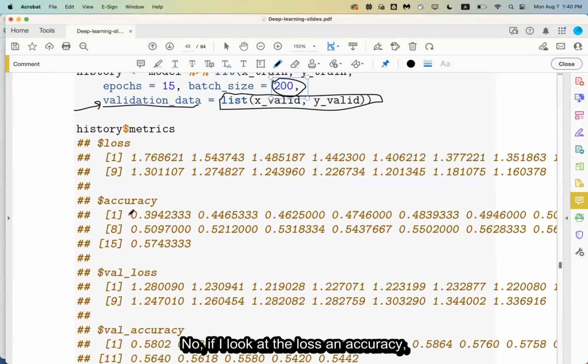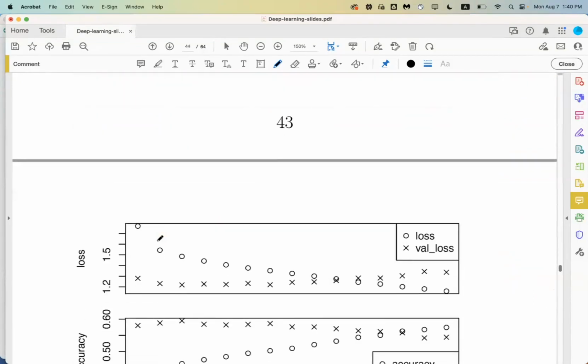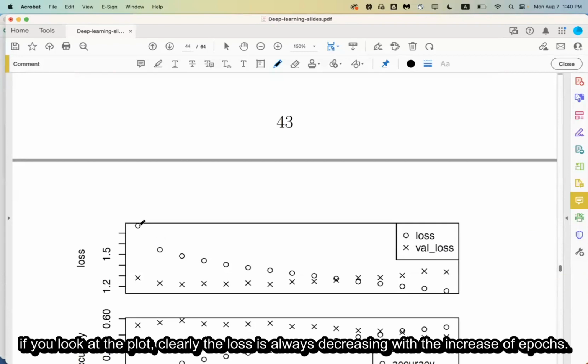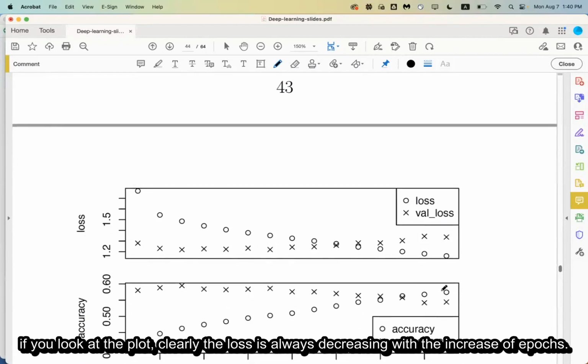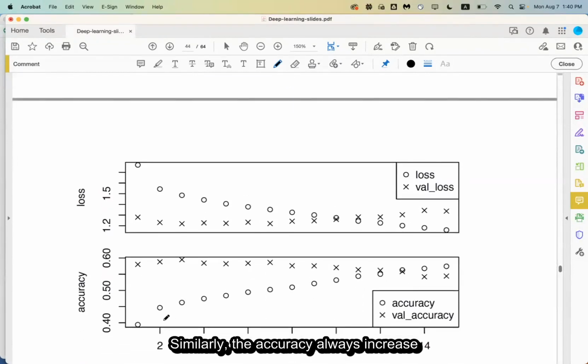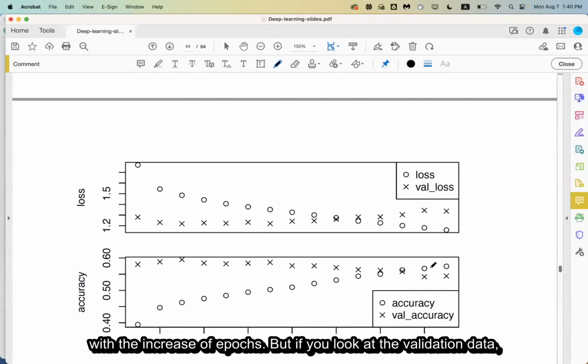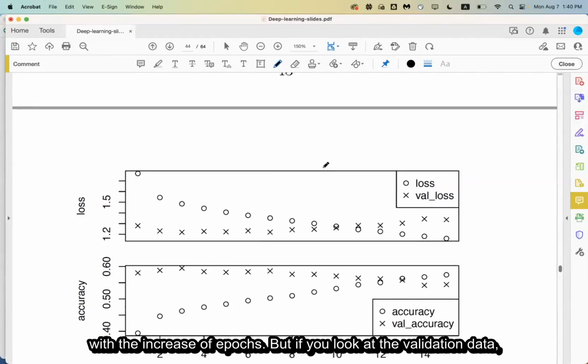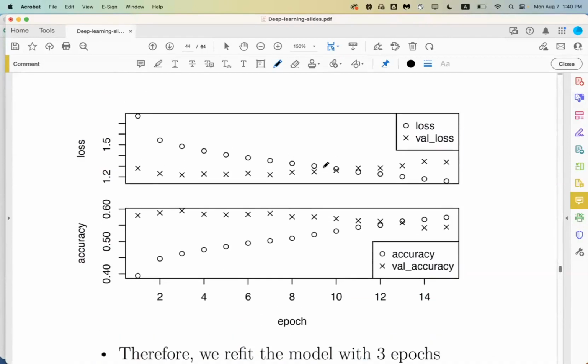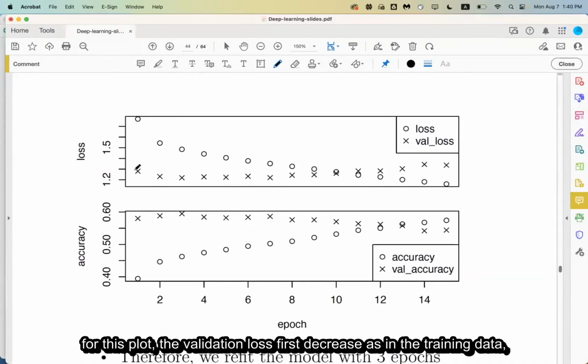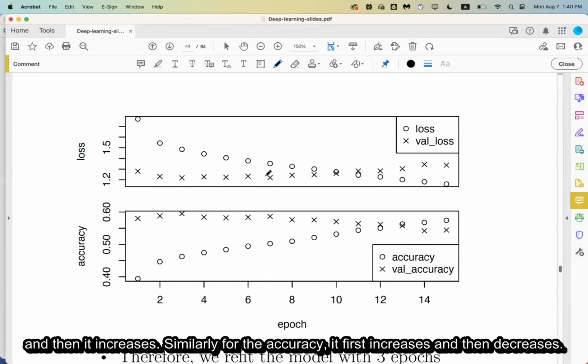Now, if I look at the loss and accuracy in the plot, clearly the loss always decreases with the increase of the epochs. Similarly, the accuracy always increases with the increase of the epochs. But if you look at the validation data in this plot, the validation loss first decreases as in the training data, and then it increases. Similarly for the accuracy, it first increases and then decreases.